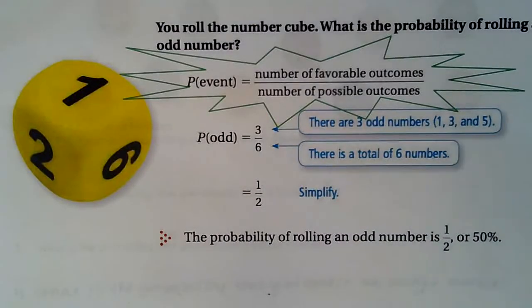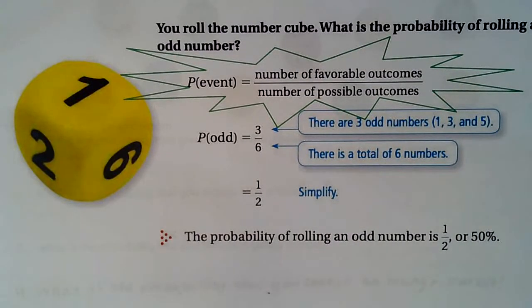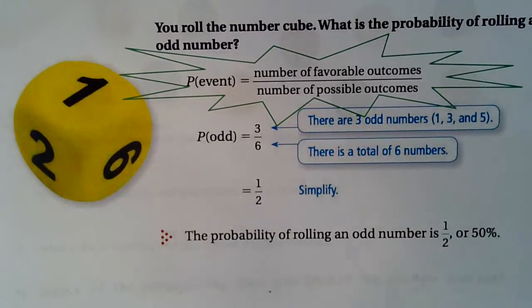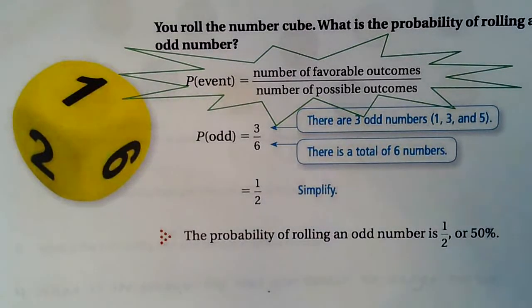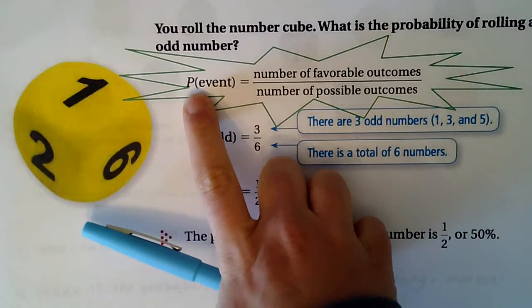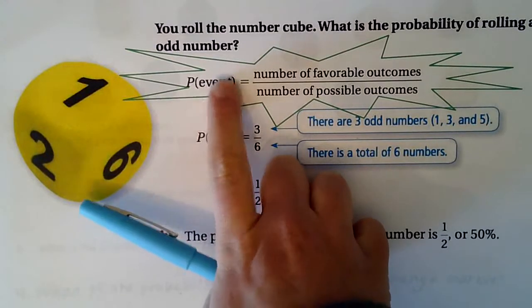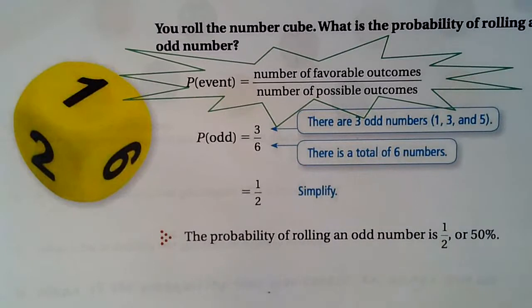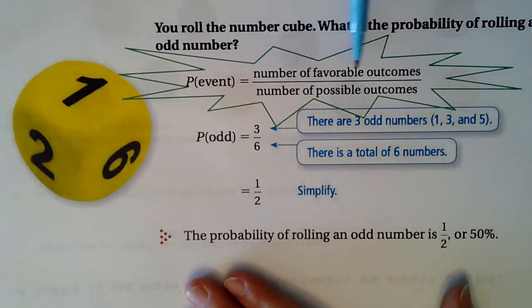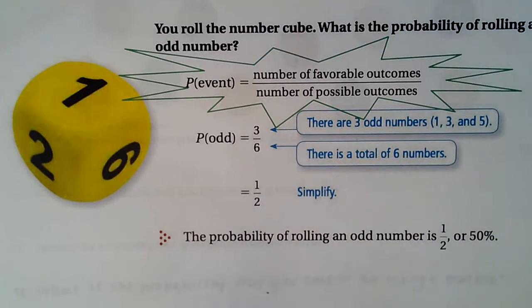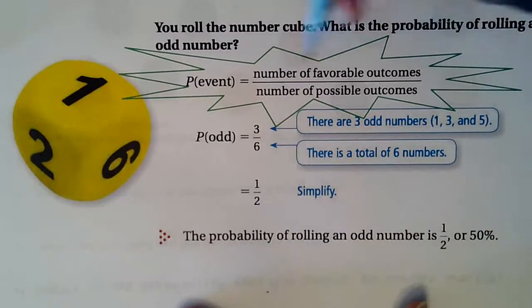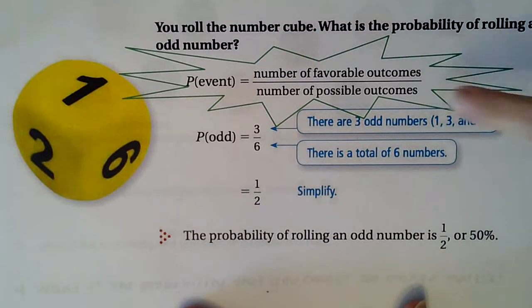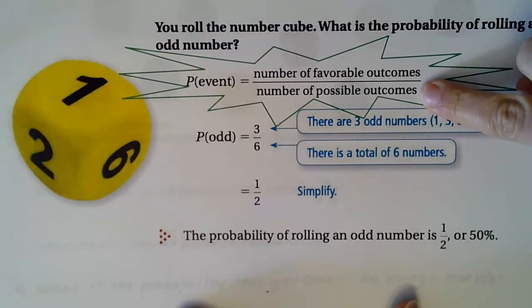So to find our probability, we use this formula here, and that is P, and then in parentheses, you'll write your event. So P stands for probability. In parentheses, you'll write what your event is. And then you'll have number of favorable outcomes. So count every favorable outcome. And then divide it by the possible outcomes.